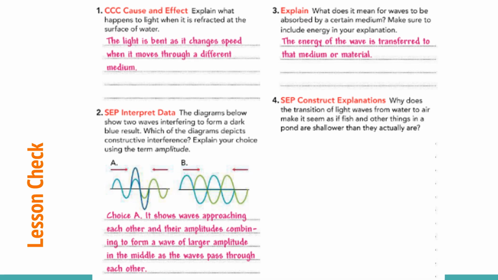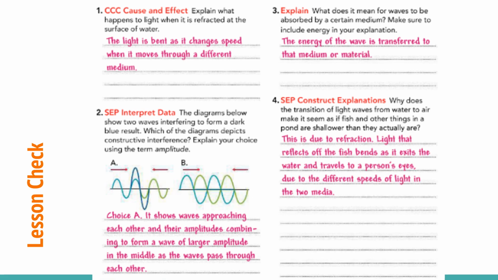4, why does the transition of light waves from water to air make it seem as if fish and other things in a pond are shallower than they actually are? This is due to refraction. Light that reflects off the fish bends as it exits the water and travels to a person's eyes, due to the different speeds of light in the two media.